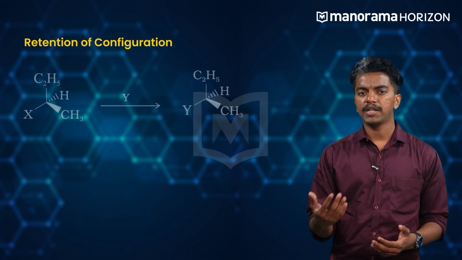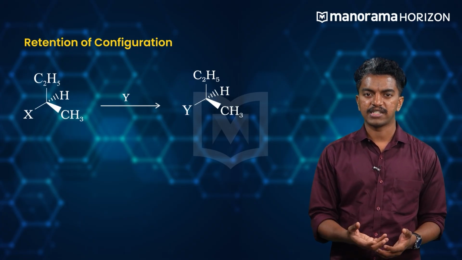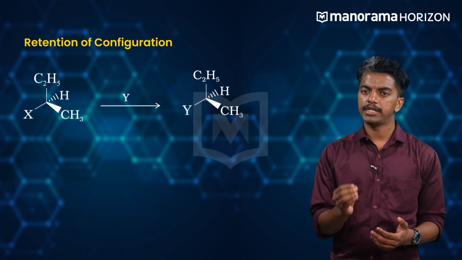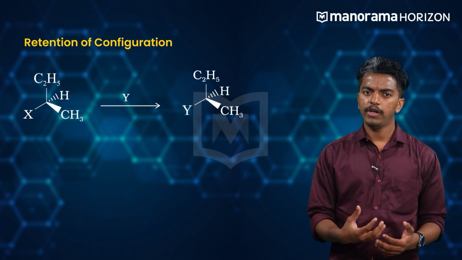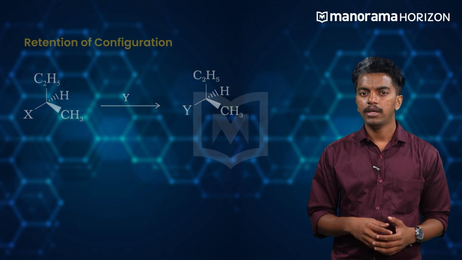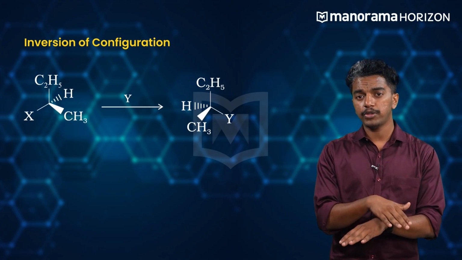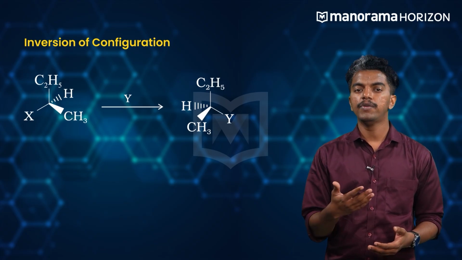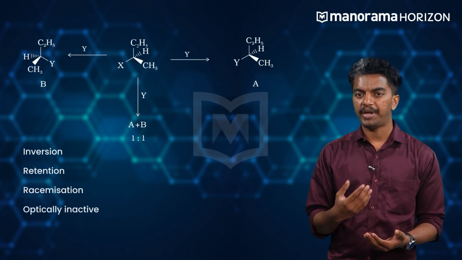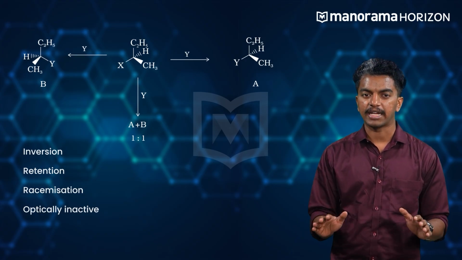If the spatial arrangement of bonds to an asymmetric center is retained during a chemical reaction, then it is called retention of configuration. Here, no bond to the stereocenter is broken. The product will have the same configuration of groups around the stereocenter as that of the reactant. If the chemical reaction results in a product whose configuration is opposite to that of the reactant, then it is called inversion of configuration. If a 1:1 mixture of inversion and retention is obtained, then the process is called racemization and the product is optically inactive.